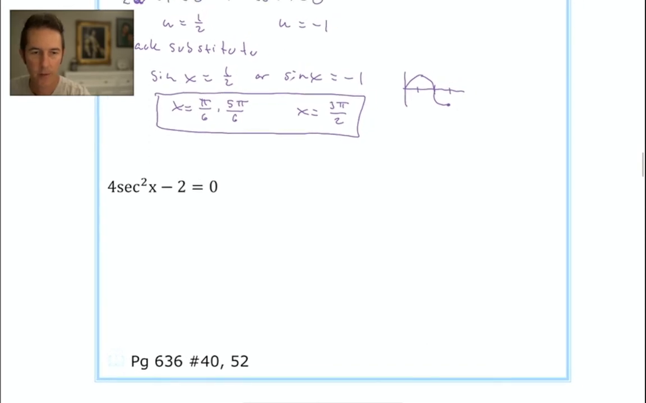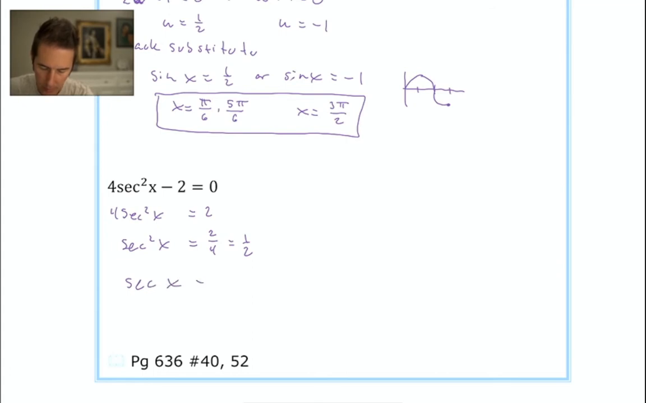Let's solve it for secant squared x. Add 2 to both sides. Keep the 4. Equals 2. Divide both sides by 4. Which reduces to a 1/2. And now I'm going to take the square root of both sides. Secant x equals 1 over the square root of 2.